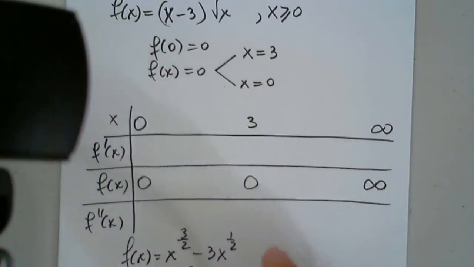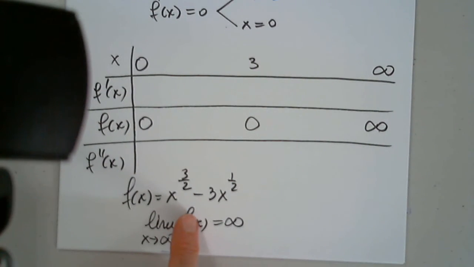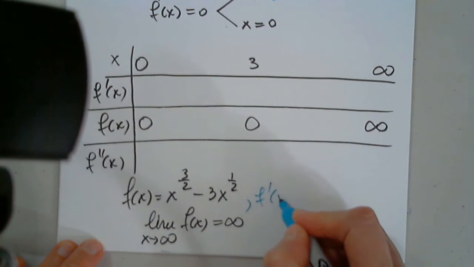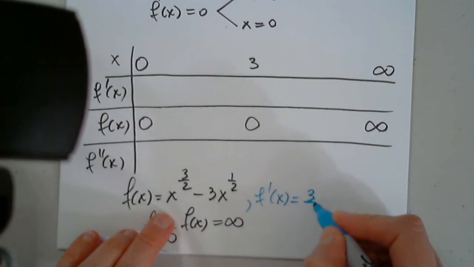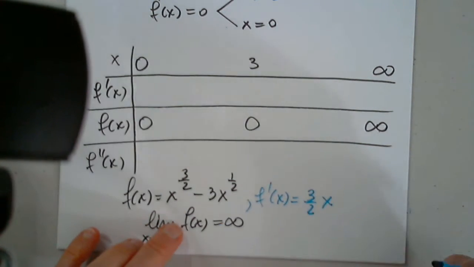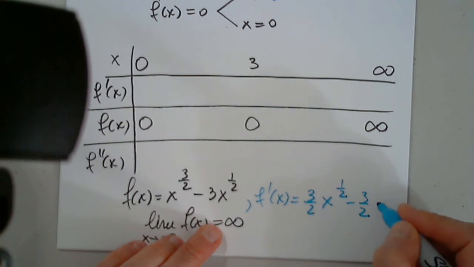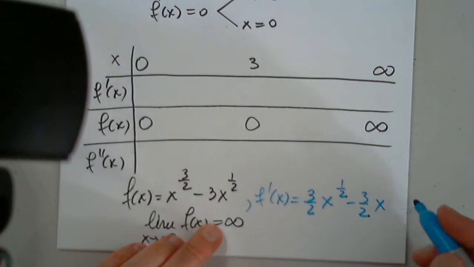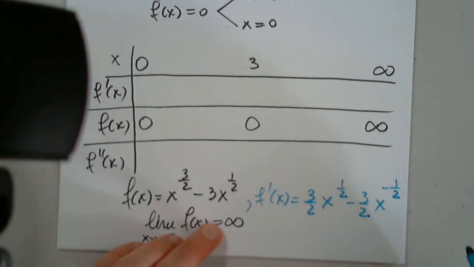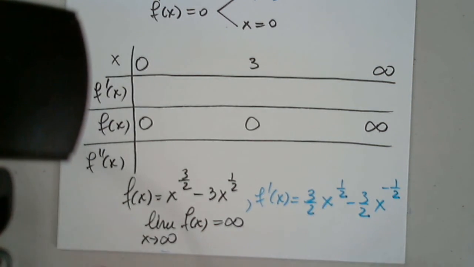Okay, so now when I differentiate, I will use this. So then f prime equals 3/2 x to 3/2 minus 1, which is 1/2, and minus 3/2 x to 1/2 minus 1, which is negative 1/2. Oh, look at that. Nice pick.